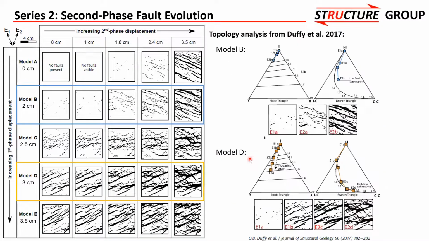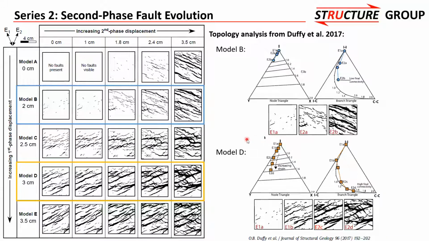and applied some topological analysis to it. I just wanted to briefly highlight that in his paper from 2017, he looked at model B and model D, and also at the different development of the first phase, to quantify how the different fault pieces are connected, looking at the branching relationships and the different ends of the faults. I would definitely recommend you go read that paper for more information, because I kind of understand it, but not completely.